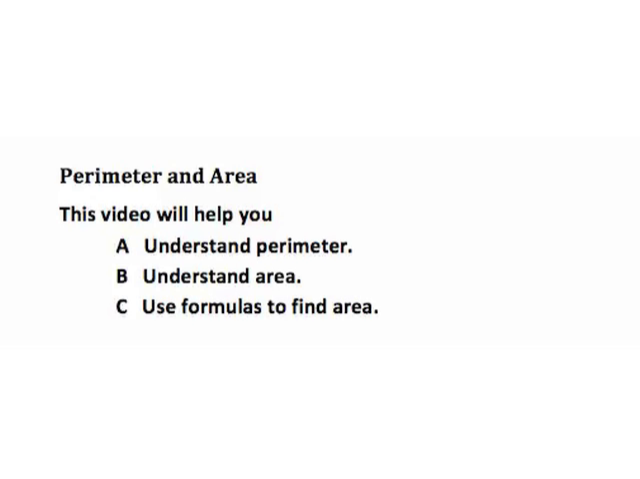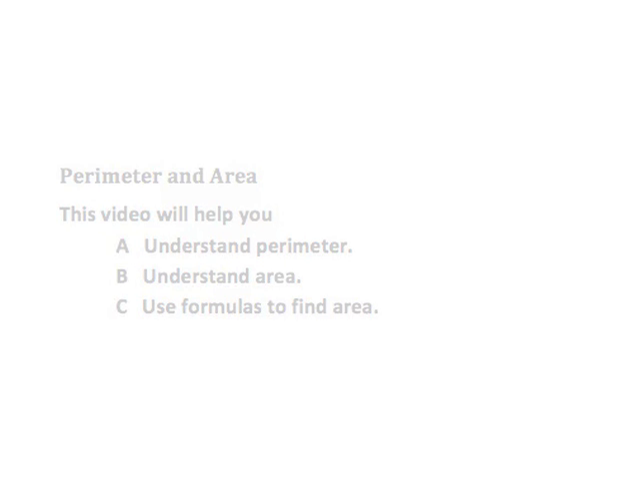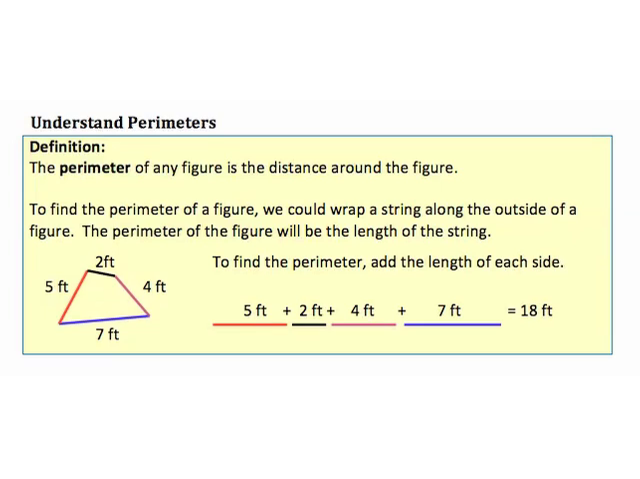Perimeter and area. This video will help you understand perimeter, understand area, and use formulas to find area. Understand perimeter. Let's start with the definition. The perimeter of any figure is the distance around the figure. To find the perimeter of a figure, we could wrap a string along the outside of the figure. The perimeter of the figure will be the length of the string.